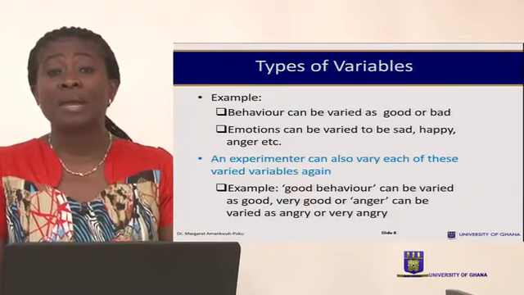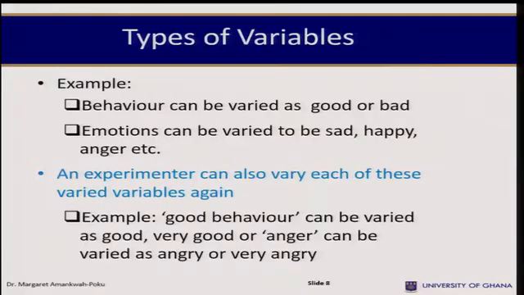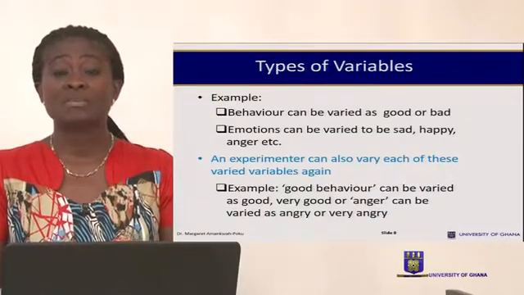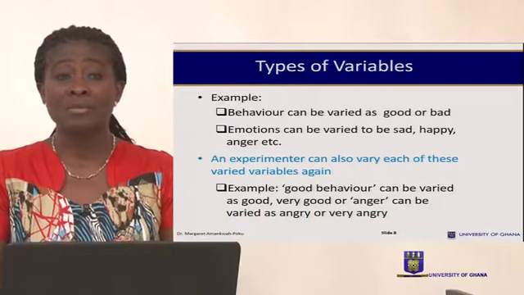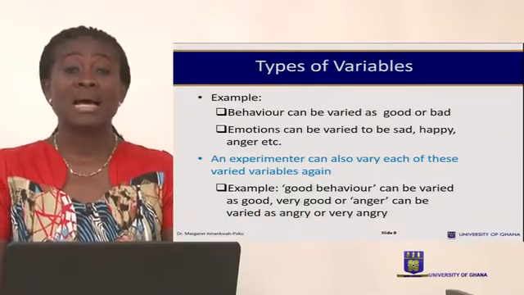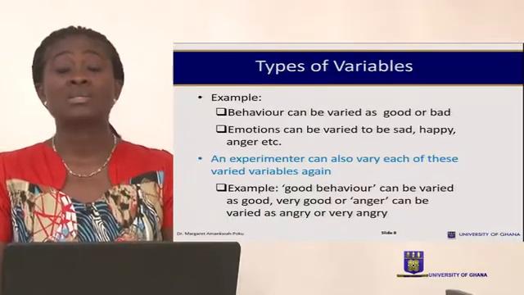So a variable could be a behavior, for example, because you can vary behavior as being good behavior or bad behavior. So for instance, you can say that students who are of good behavior will perform better than students who are of bad behavior in the classroom. You could also vary emotions as being sad, happy, or angry. So for instance, students who are sad are less likely to answer questions in class than students who are always happy.